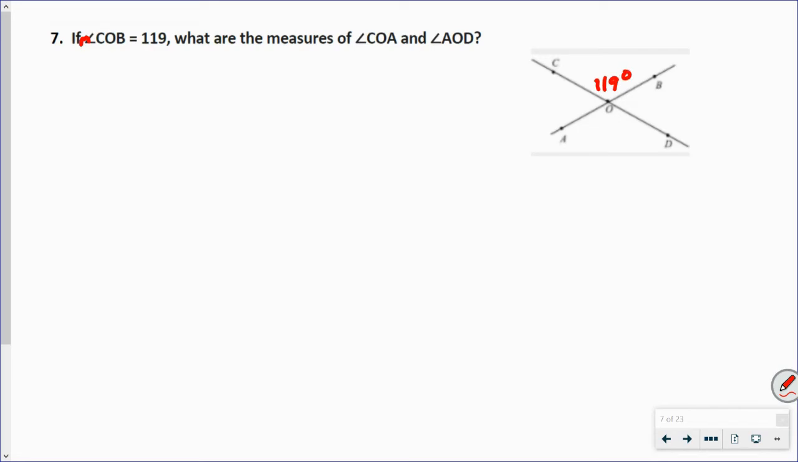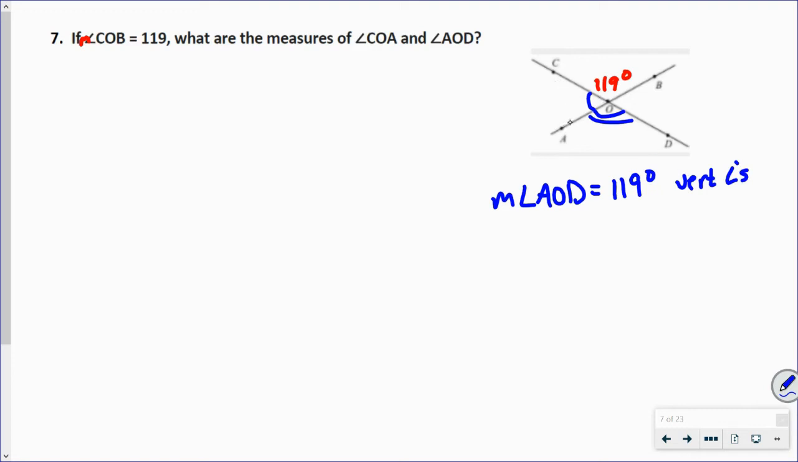Okay, we have vertical angles in here. We also have linear pairs. Well, it wants to know COA. So COA, it wants to know this angle right here. And it wants to know AOD right here, this angle. Well, I know that the measure of angle AOD equals 119 because these two are vertical angles. Those are vertical angles, and that's why it's 119. That is my work to show, knowing this definition.